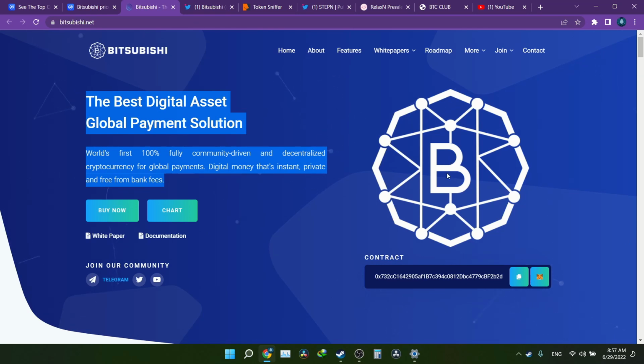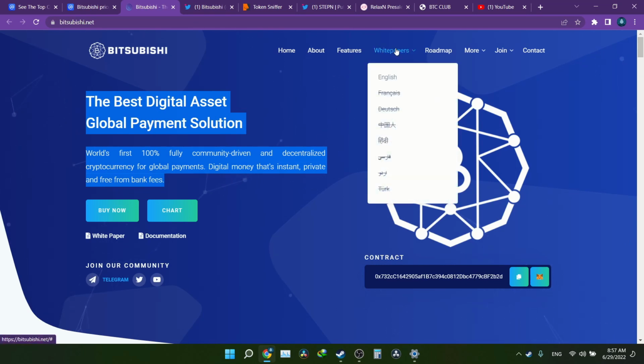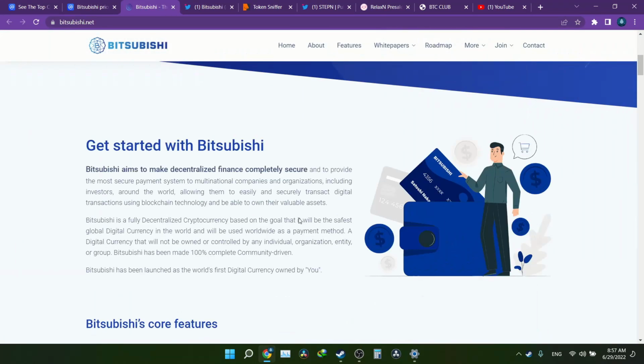And this is the logo. The white paper is here. If you want to get more information about what the white paper has to offer, you can just go ahead here and do it on your own.